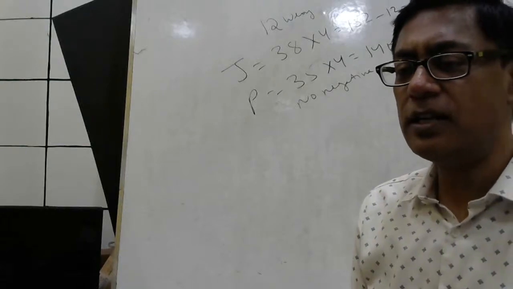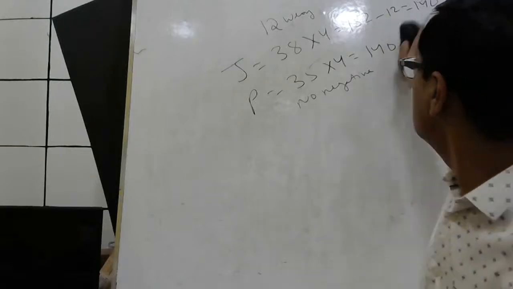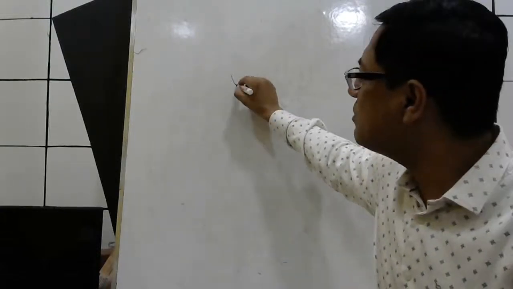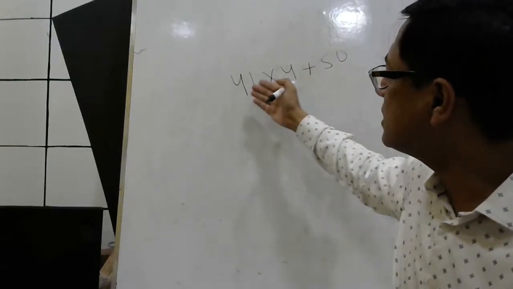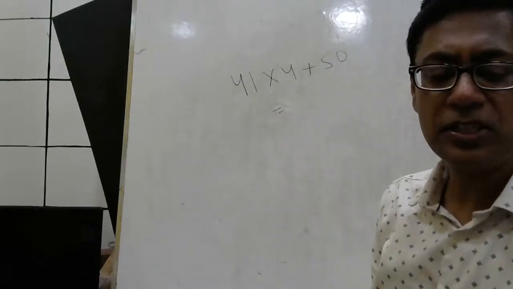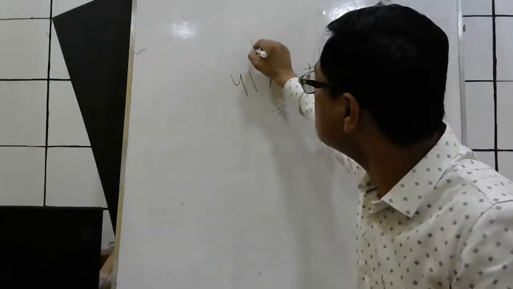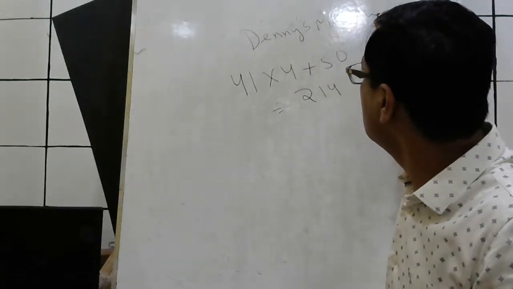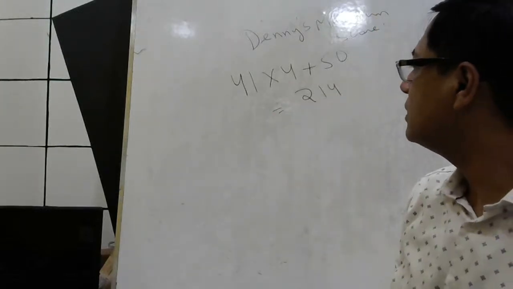Yeah, good. So some of you are getting the correct answer, in fact. So let me explain this question, right? Let us take up what could be Denny's maximum score. Denny's maximum score could be 41 into 4 plus 50. That is 164 plus 50. That makes it 214. So Denny's maximum score is 214, right?